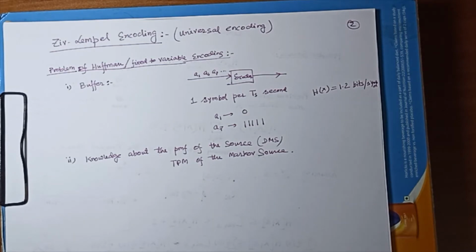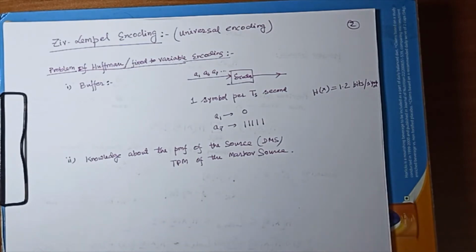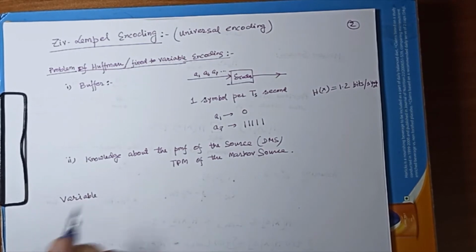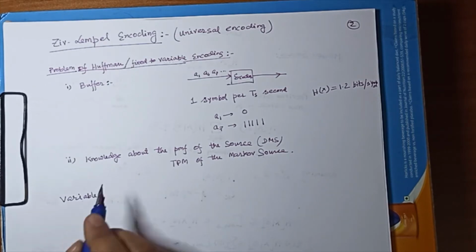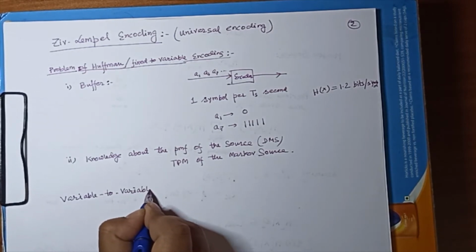So we will assume that there is some stationarity, at least for some large time. Even if the statistics change, we assume that the corresponding probabilities remain the same for a long duration of time, and after that they are allowed to change. So no issue. This universal encoding is a variable to variable encoding. Before going into describing the algorithm, let me give you the basic rationale of this Ziv-Lempel encoding. This will be a variable to variable encoding.